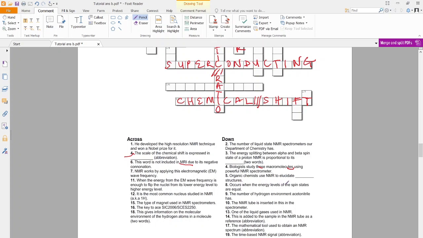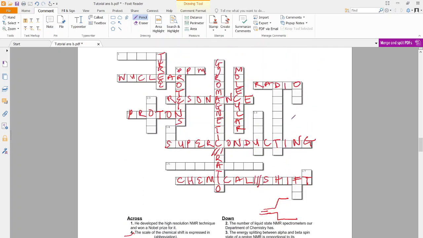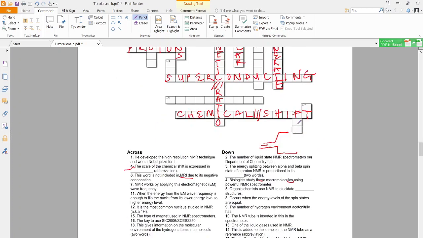Okay, and occurs when the energy levels of the spin states are equal. So when there's no magnetic field, the energy is equal, and then only after that you have the Zeeman splitting. So that state is called, again you can see that it starts with D there, it has to be degenerate. Right.